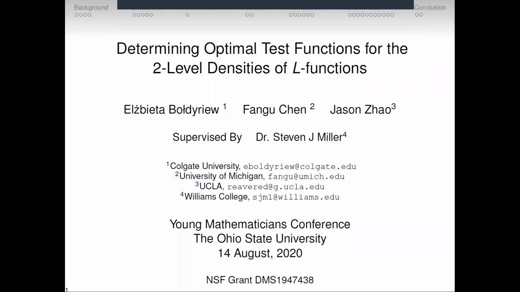Hello. So we're making a presentation on determining optimal test functions for the two-level density of L-functions.